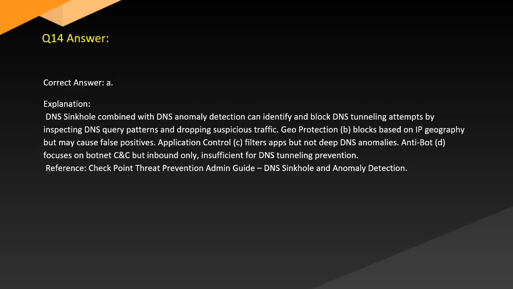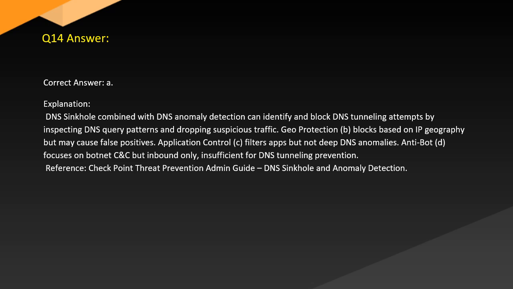Answer. Correct answer: A. Explanation: DNS sinkhole combined with DNS anomaly detection can identify and block DNS tunneling attempts by inspecting DNS query patterns and dropping suspicious traffic. Geoprotection, B, blocks based on IP geography but may cause false positives.